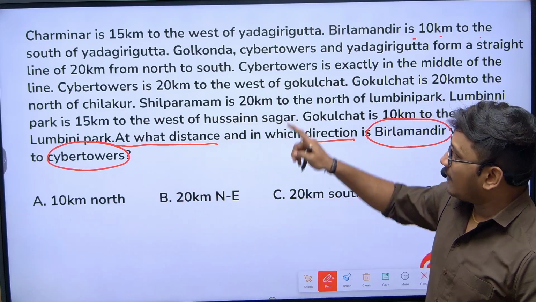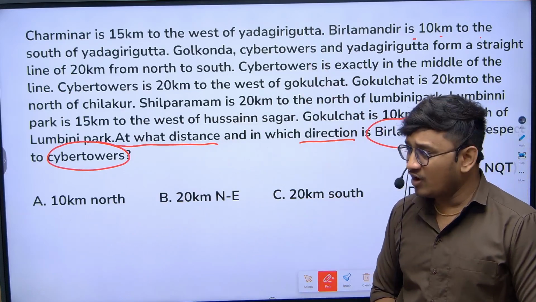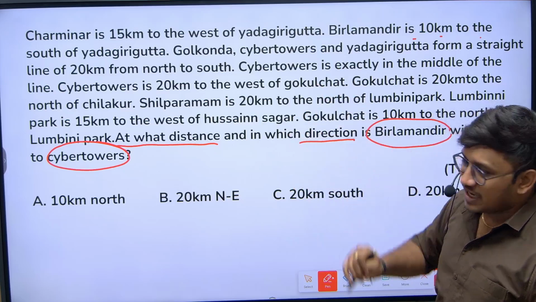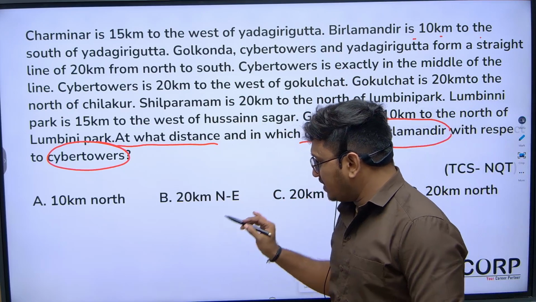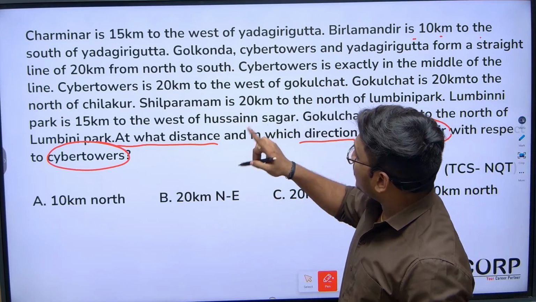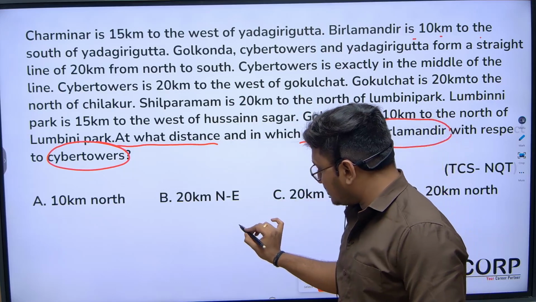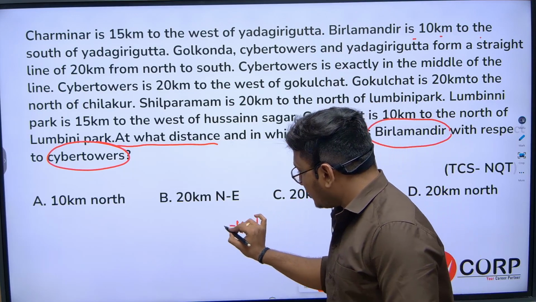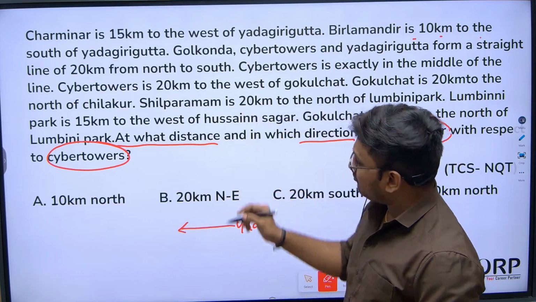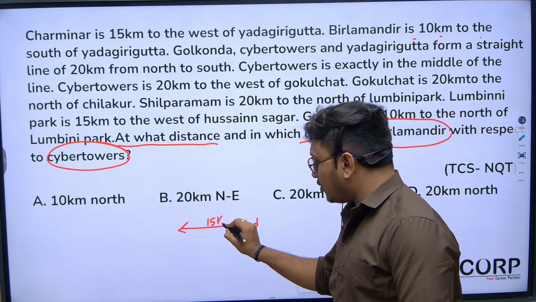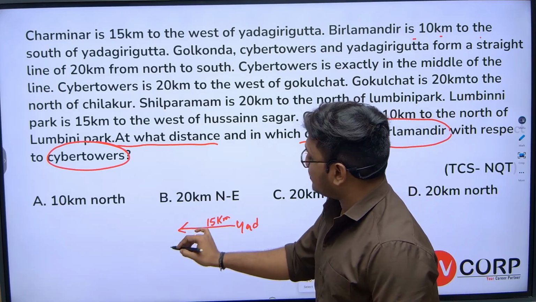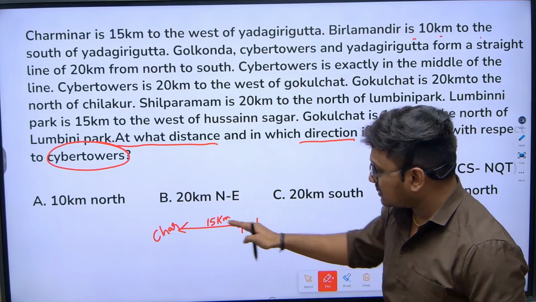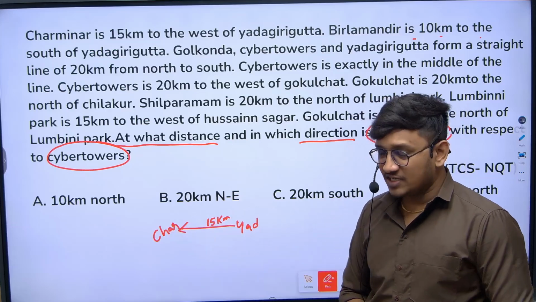Let's talk about the first statement. Can I say that Charminar is 15 kilometers to the west of Yadagiri Gutta? I'm just drawing it here. Let's say here we are considering Yadagiri Gutta. Now Charminar is on the west side, 15 kilometers to the west of Yadagiri Gutta. Now I can say that Charminar is here.